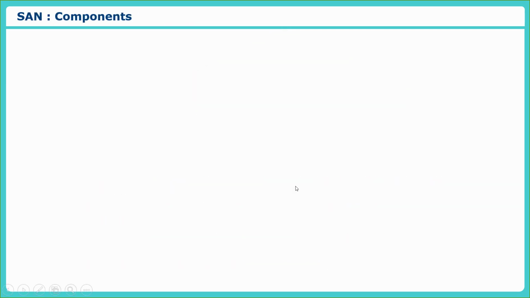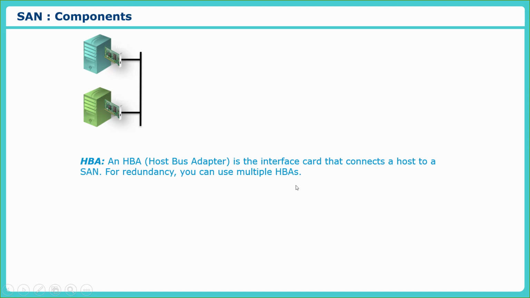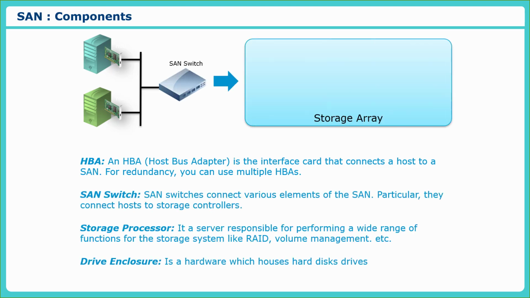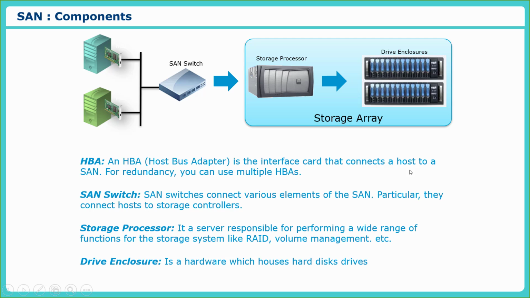What is SAN made up of? There is something called an HBA, host bus adapter, a physical card which allows my servers to talk to a SAN switch, which is a network component. Then within my storage array, there would be a processing unit, like the brain of the storage array, and then there would be storage units or drive enclosures in which my hard disks will be housed. So when I talked about RAID and all, that will be done by this. Maybe backup will be performed by this. Maybe the encryption will be performed by my storage processor, and the actual ones and zeros would be stored in this drive enclosure. So this is how a common SAN network looks.